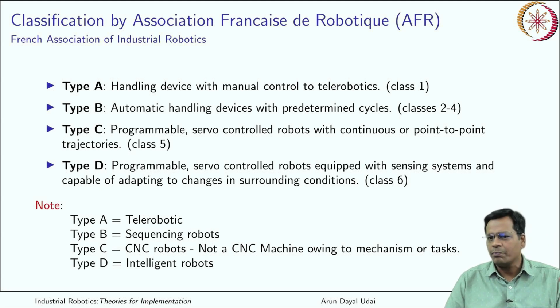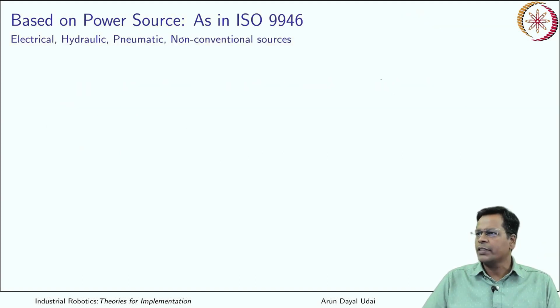Now we'll look at some different ways of classifying industrial robots. Moving ahead, based on the power source, how can we classify a robot? As in ISO 9946, this is a mandatory requirement. A robot can be classified as having electrical actuators, electrical motors, hydraulic actuators, pneumatic actuators, or it can be powered by some non-conventional sources.